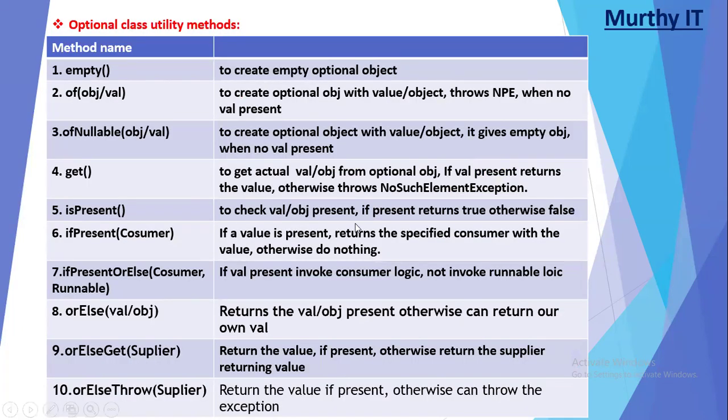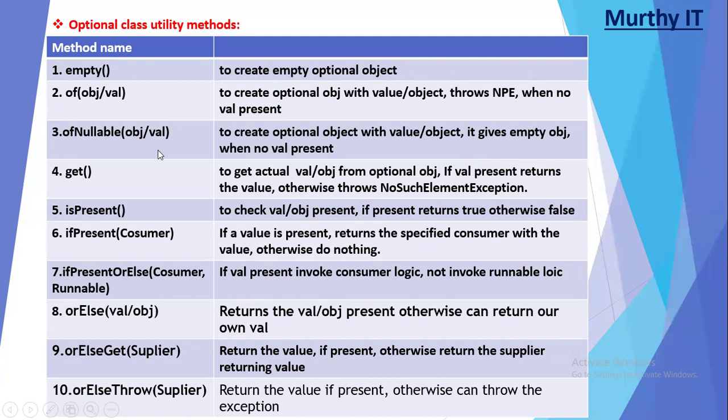The Optional class has some utility methods. From those, the empty method: if you want to create an empty Optional object, we use the empty method. The of method: if you want to create an Optional object with a provided value or object, we can use the of method. But when we pass a value and it is not present, it throws the NullPointerException.